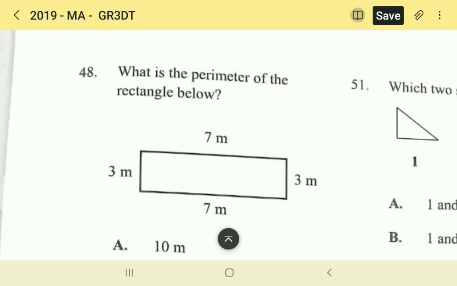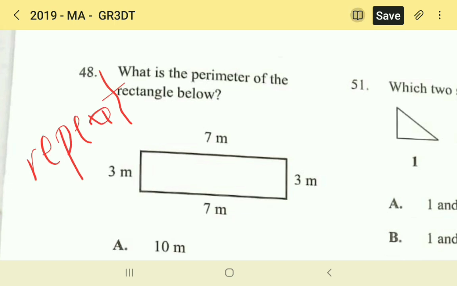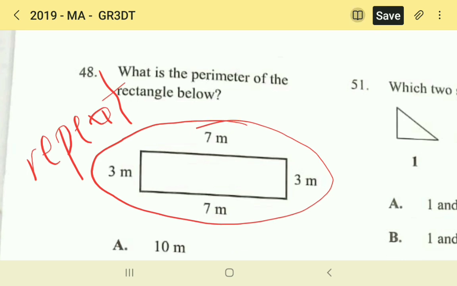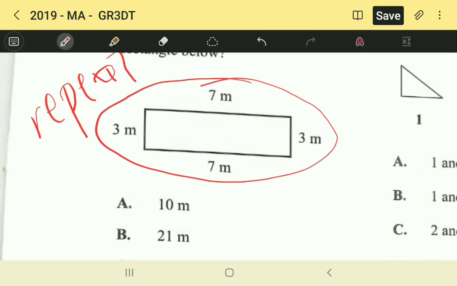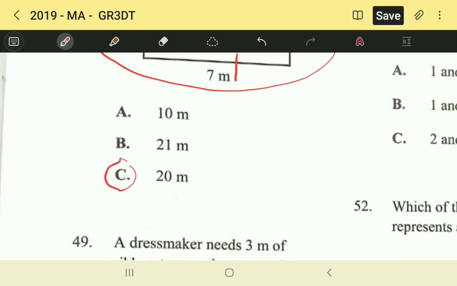This is a repeat. Oh God, spell the word. R-E-P-E-A-T. Repeat. This is also a repeat. What is the perimeter? You should recall me doing this around the last paper we saw it on, that you're doing all the sides, the distance around the shape. And I clearly remember how I did it the last time. I said 7 plus 7 is 14, plus 3 is 17, plus 3 is 20. So we're looking for a 20, that is at C.